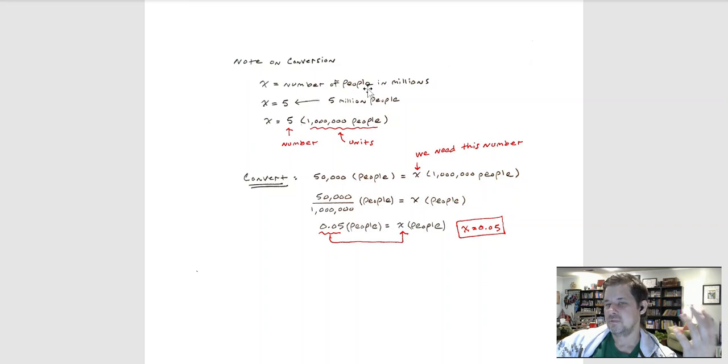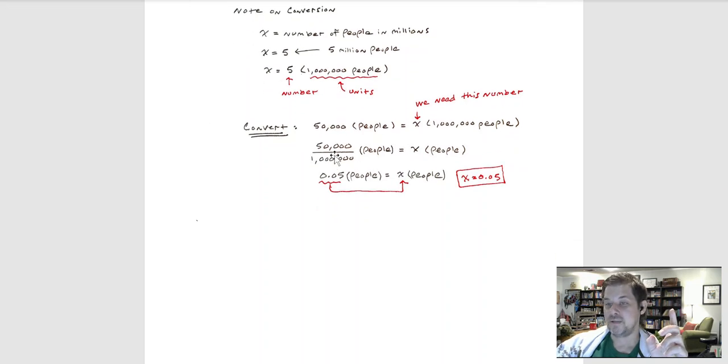So here's something I'll reiterate real quick. x is the number of people in millions. Okay, so we got to think of it that way. And so if you told me x is 5, that would mean 5 million. But I want to write it like this. I want you to see that we got the number and then we got the units. Okay? So if I say x is 5, that means 5 million. Let's say, well, the number is 5 and the units are 1 million people. And I actually wrote out the number intentionally.